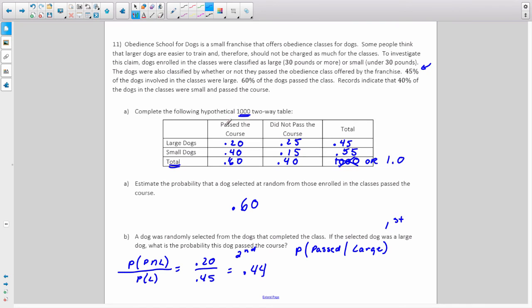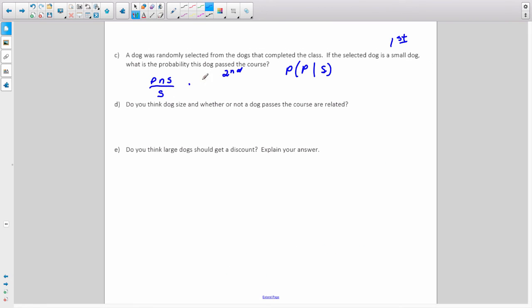Let's go back. Where's passed? Here we go. Passed and small is 40, and then small is 55. So it's going to be 40 over 55. In my calculator, I have 0.4 divided by 0.55. I get 0.72727272. That's actually pretty cool. Okay, so let's just say 0.72.